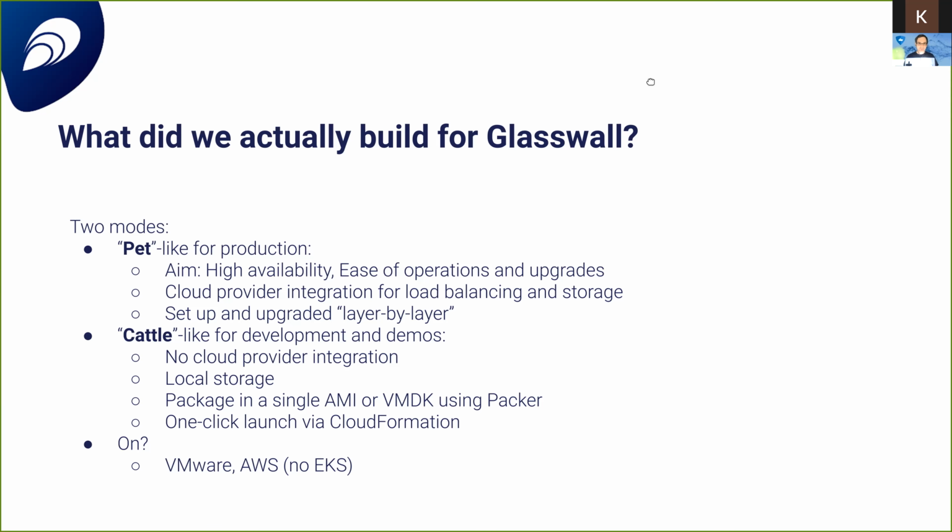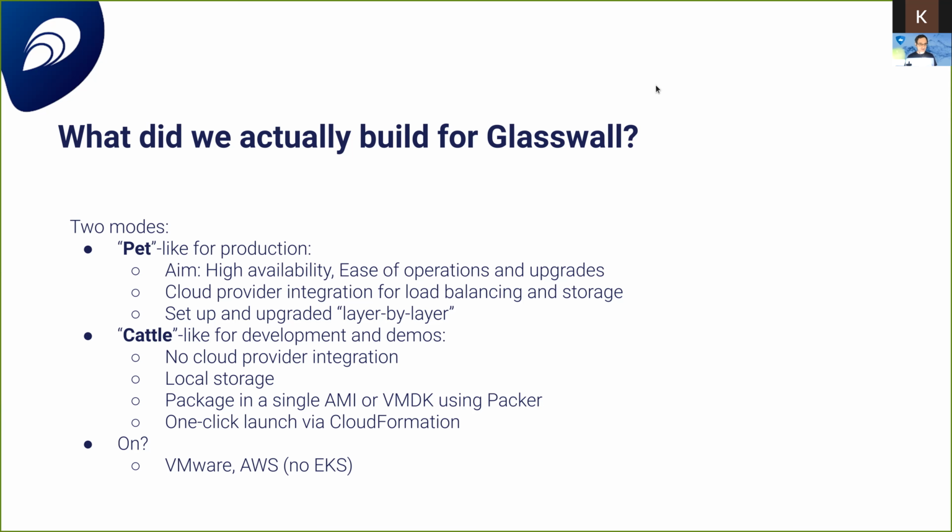So let me now zoom in on what exactly we built in the Glasswall case. We were pretty much asked for two kinds of deployments, a pet-like configuration and a cattle-like configuration. Pet and cattle, for those unfamiliar with this, is a metaphor for how you're treating your servers or your infrastructure or your software environments. A pet is something that you care for, and if it gets sick, you bring it to the doctor and you try to keep it alive as long as possible. Whereas with cattle, you don't even name them, you just give them a number. In case one of them gets sick, you just slaughter it and replace it with the next one.